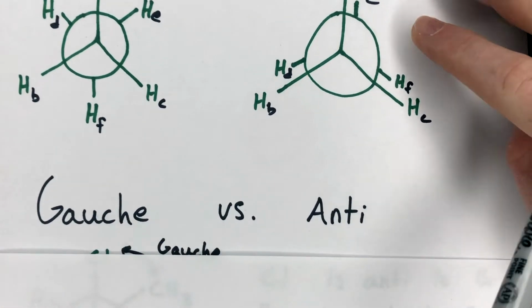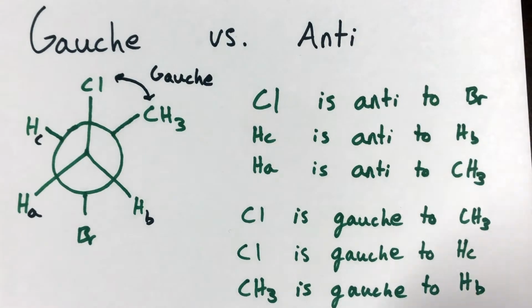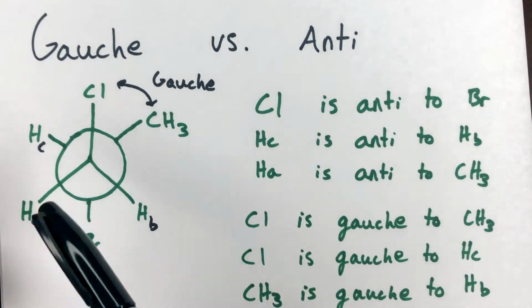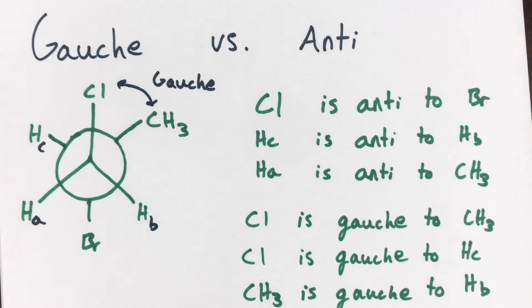Okay, so next thing to talk about is gauche versus anti. In simple terms, gauche is simply when you have a staggered structure. Gauche is when you have atoms close to each other, but they're not eclipsed.